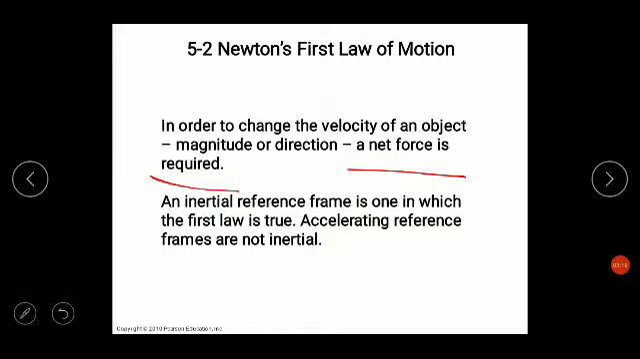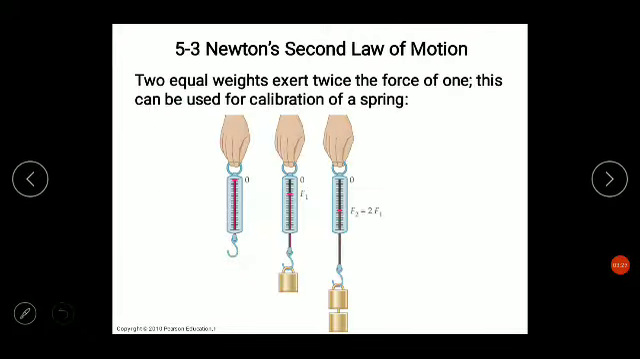So inertial reference frames are reference frames which are not accelerating. If the frame of reference is accelerating, then Newton's laws of motion would be invalid. Okay, so the second law of motion talks about forces.